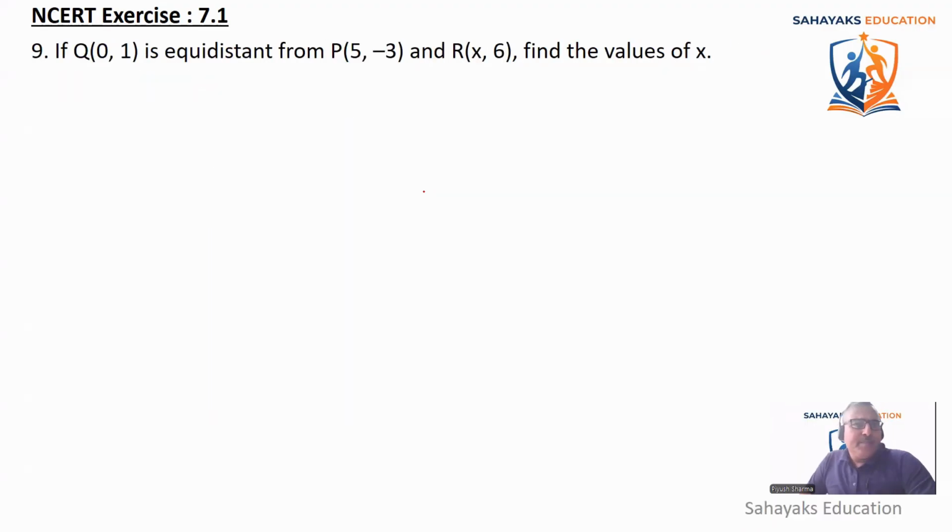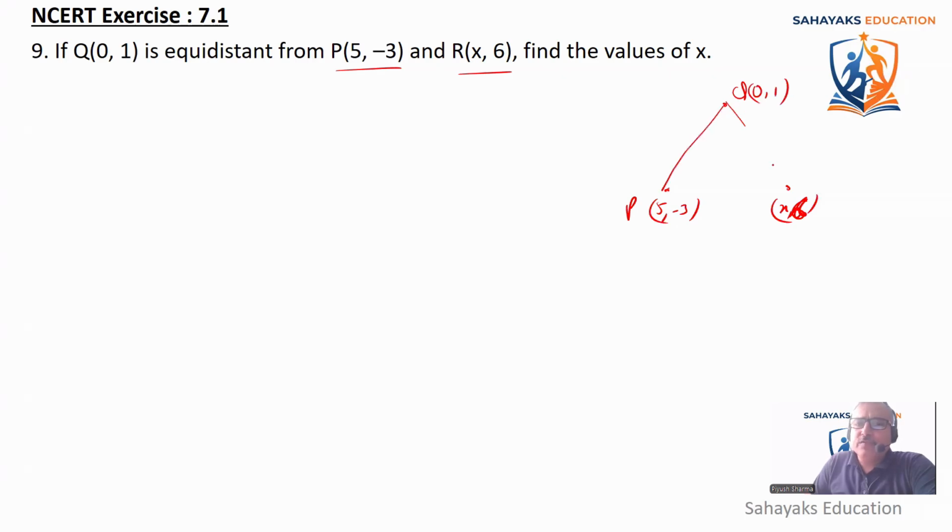So coming to the next question: if 0, 1 is equidistant from P and R, find the value of X. Okay. So this is P, this is R. It is 5 comma minus 3. This point is P. And this is X comma 6. It's not minus 6, it's X comma 6. Okay. X comma 6. And this point is Q, 0, 1. Okay, it is equidistant. So we have to find the value of X.